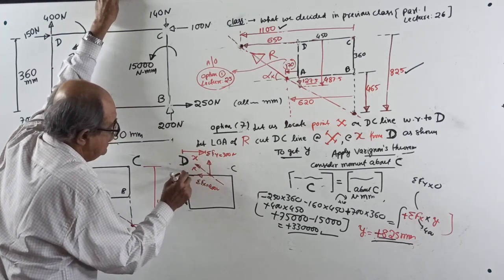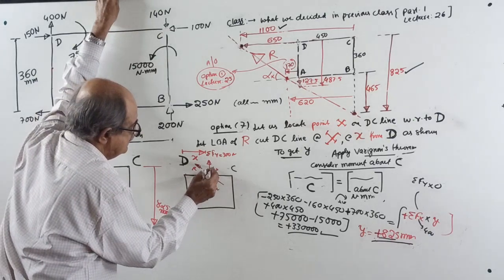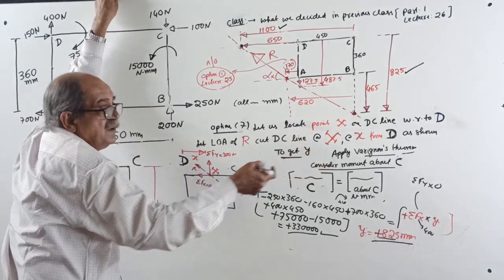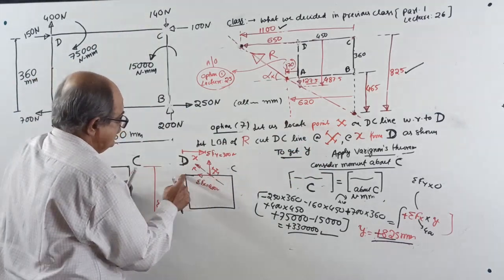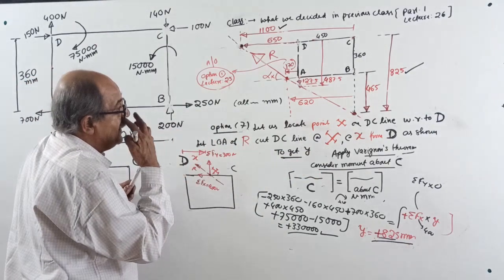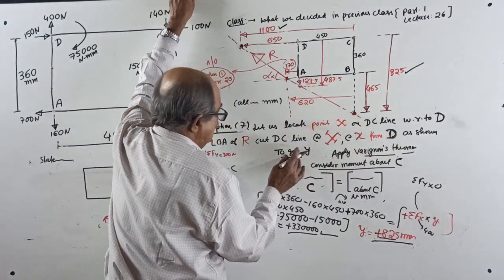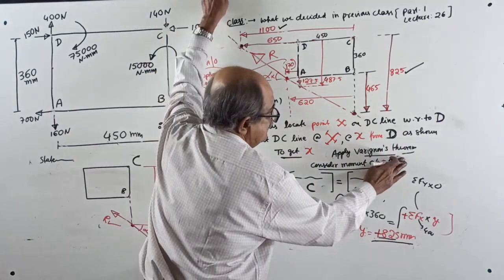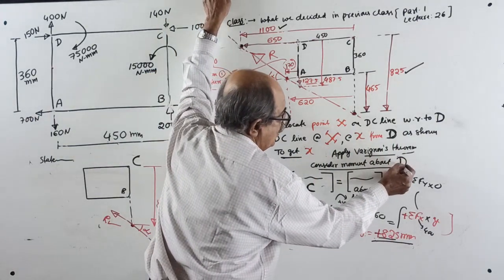X from D to the point X, we are taking X from D to the right of D. Make a note, because when you cut this resultant from D, it comes to the right side. Later we will know. At X from D as shown, to get the X value, apply Varignon's theorem. This time, moment should be about the point D.